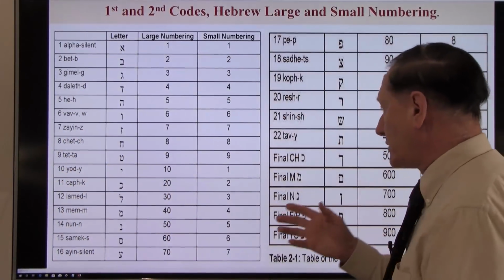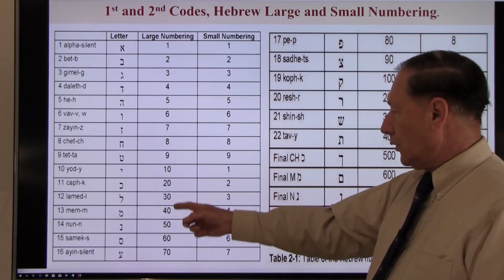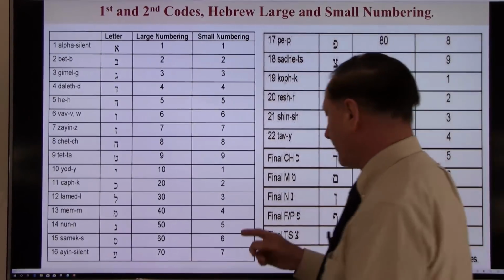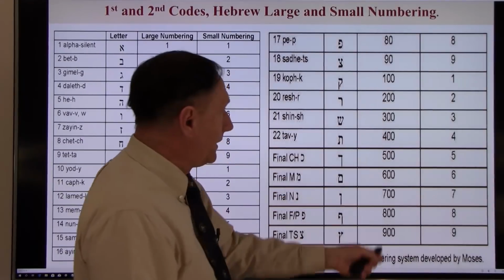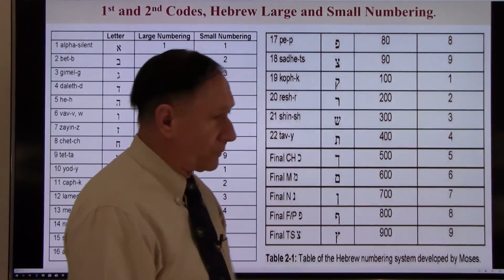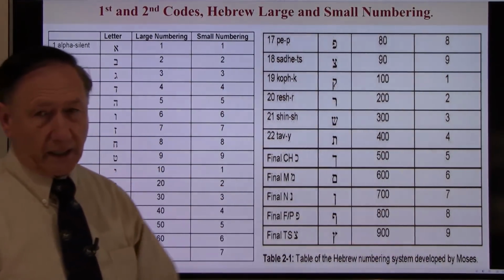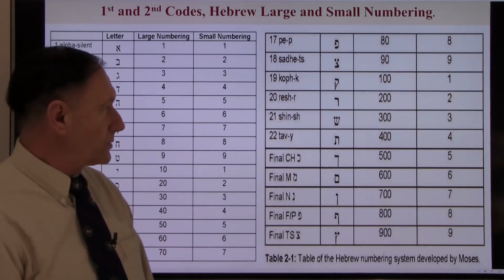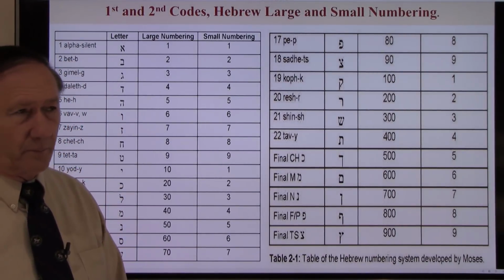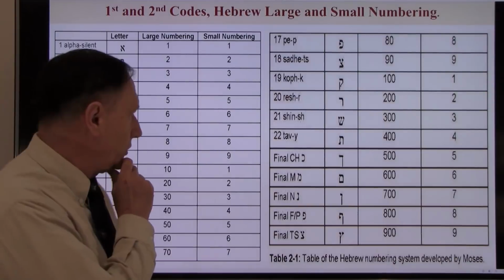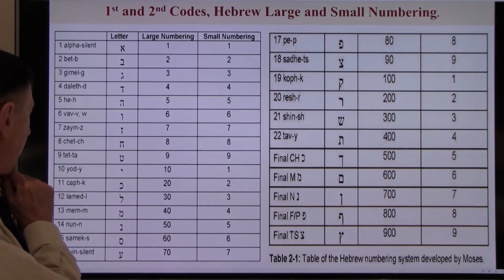Small numbering is pretty simple. You chop off all the zeros, and you wind up with small numbering. The Greeks and the Romans used that extensively. They also used a sequence system. I don't think Moses used a sequence system that I know of.